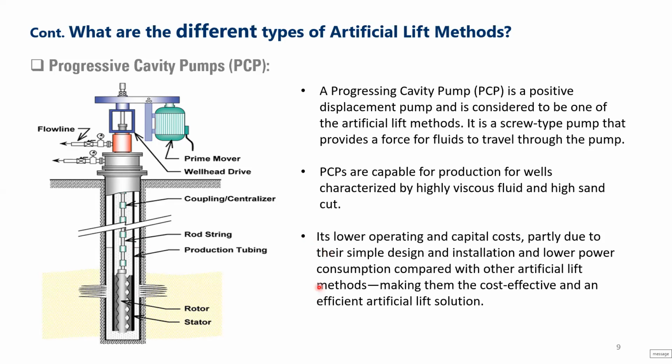The third point is lower operating and capital costs. It's not as costly as the other artificial lift methods, ESPs or the others, partly due to the simple design. The design is simple and the installation is simple. Almost everything is on the surface. If anything goes wrong with the motor, you can replace the motor, unless there is a downhole issue, then you will need access to the downhole by pulling out the completion, right?